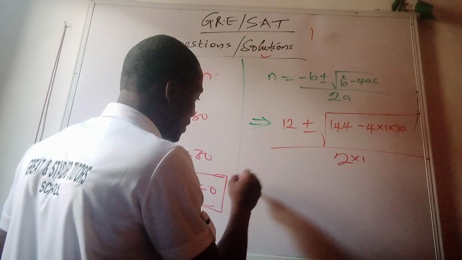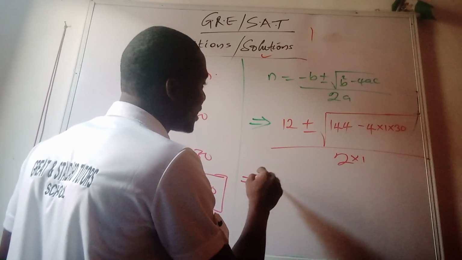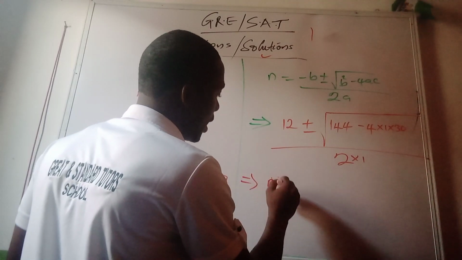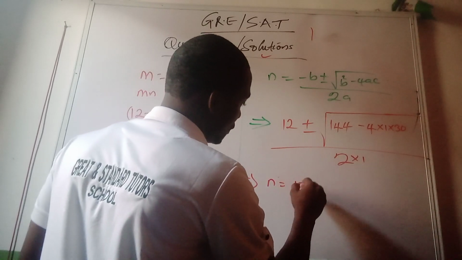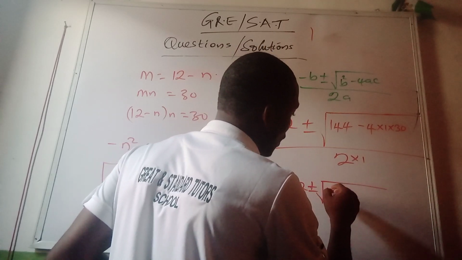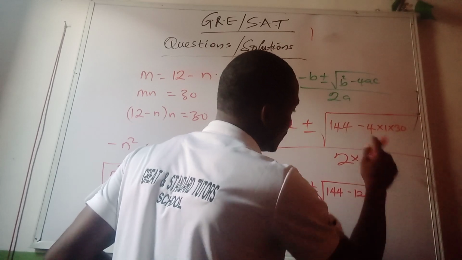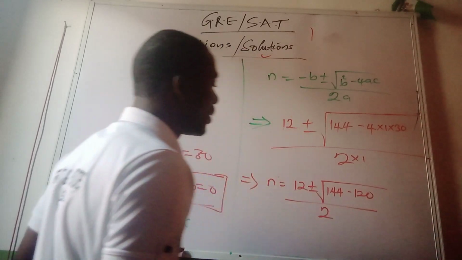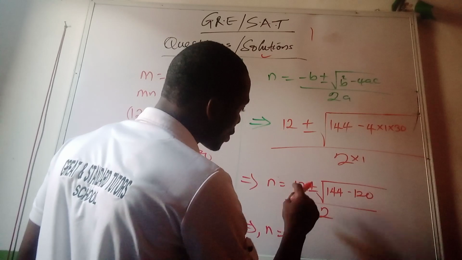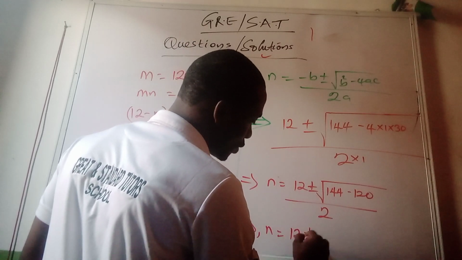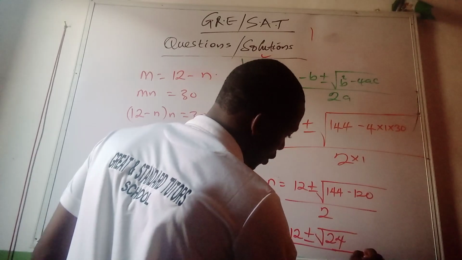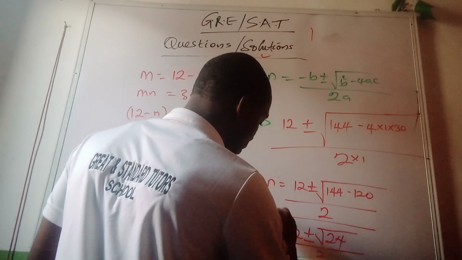Now what do we have here? We have this for n. So we are going to be having 12 plus or minus the square root of 144 minus 120. That's the result, over 2. I think it's becoming simpler. And here n is equal to what? 12 plus or minus the square root of 24 over 2. So this is what we have.